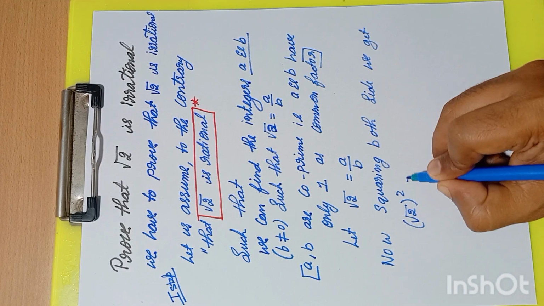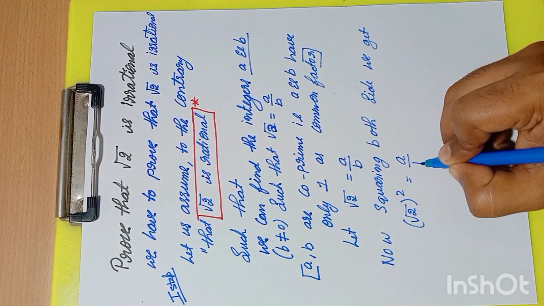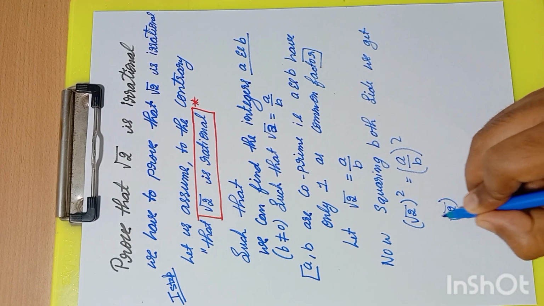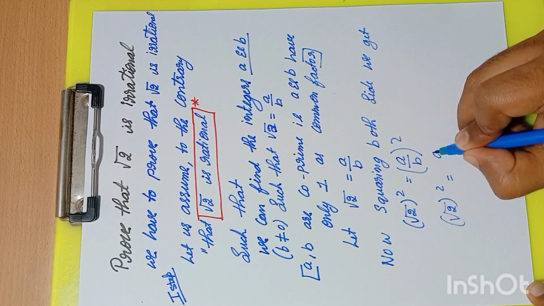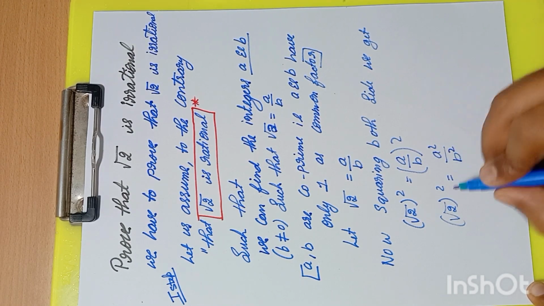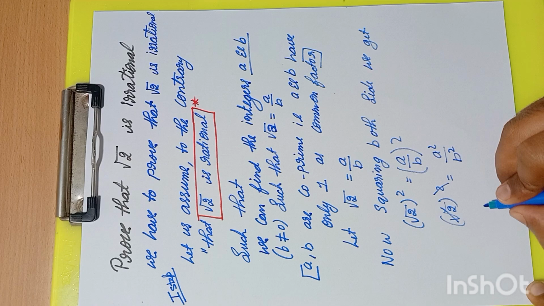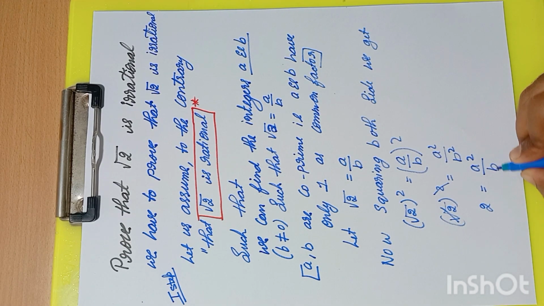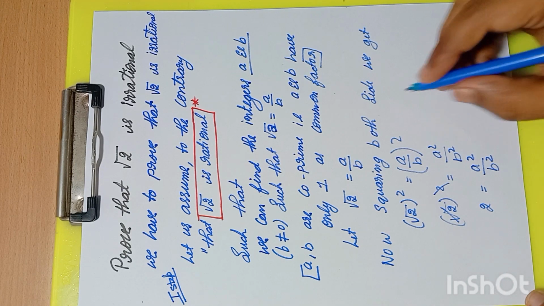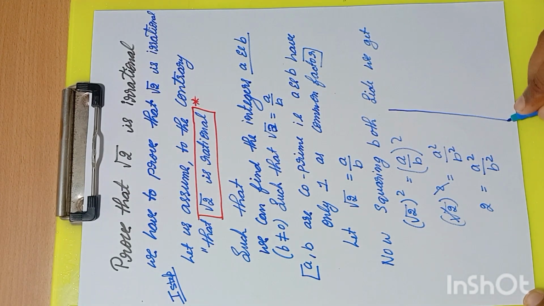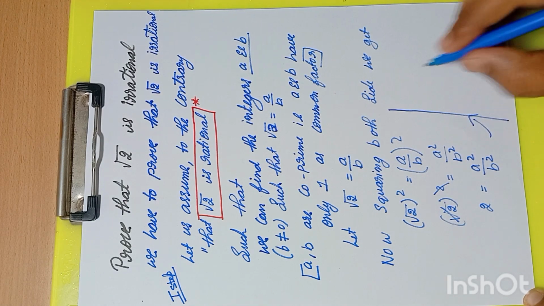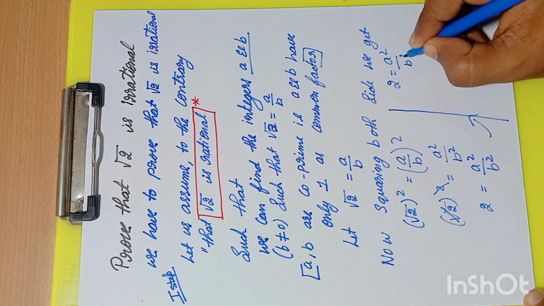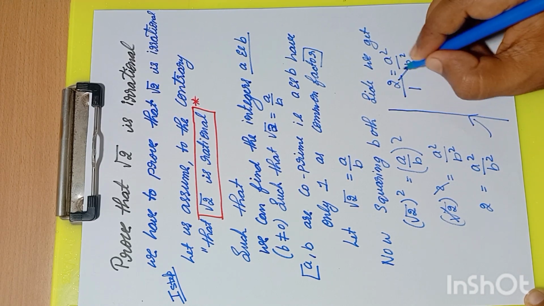That I am writing here. Root 2 whole square is equal to a by b whole square. So root 2 whole square equals a square divided by b square. Here root 2 and the square cancel each other, so we will get 2 only on the left hand side. On the right hand side we have a square by b square. So 2 is equal to a square by b square.